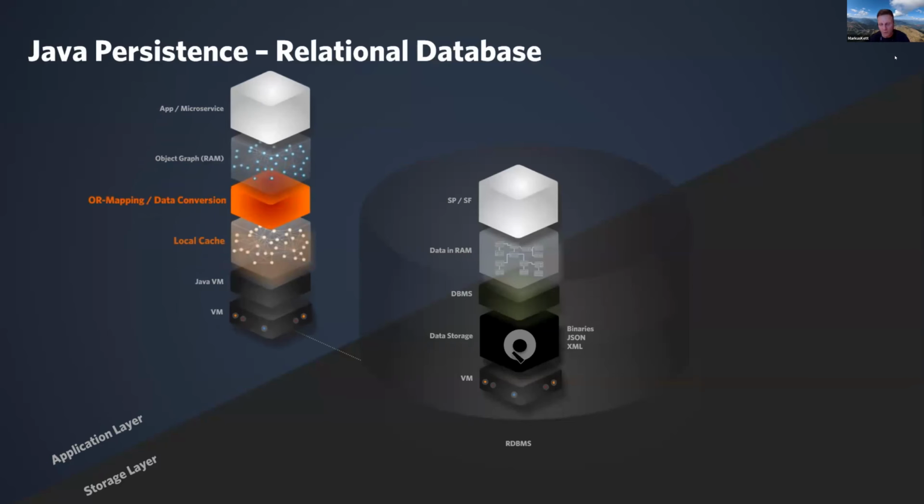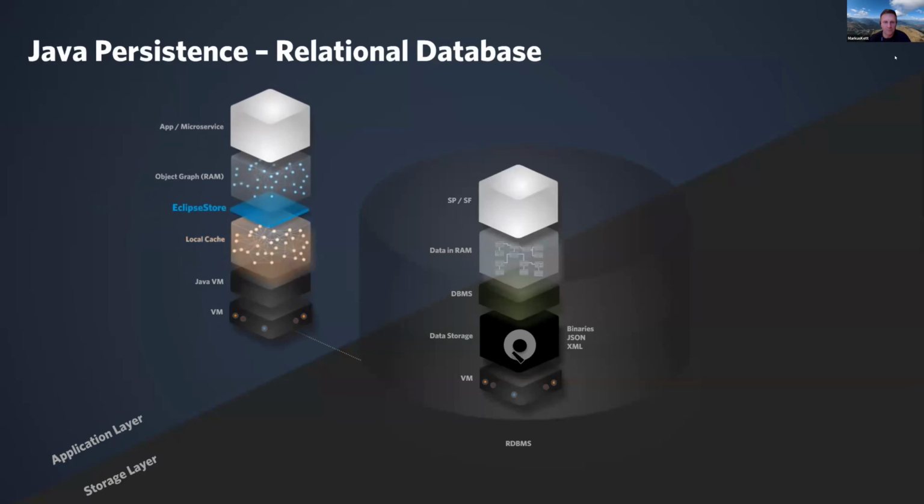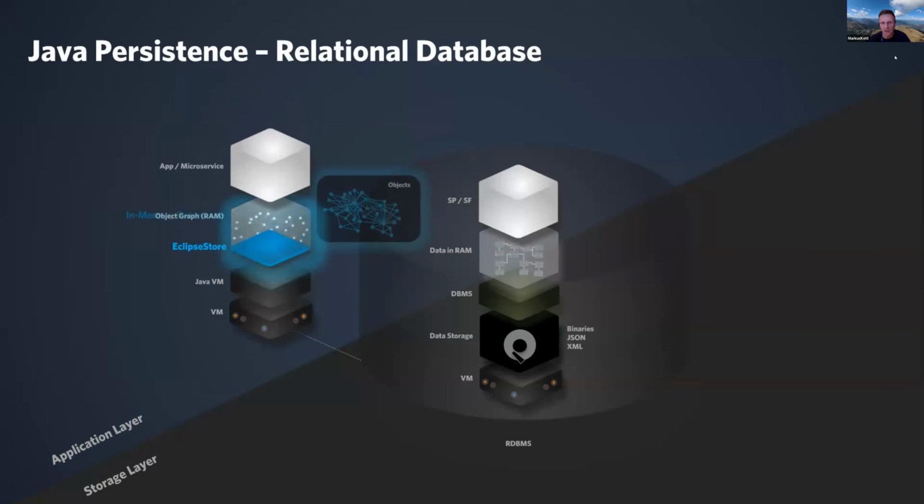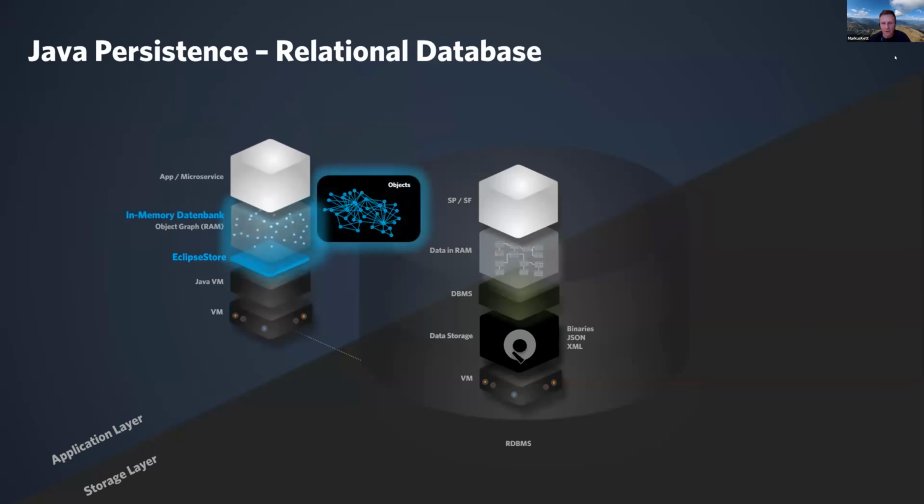So what we now do with EclipseStore is replace data conversion or object relational mapping with EclipseStore. Now EclipseStore runs within our JVM process. We keep the data in memory. We use the object graph in memory as our in-memory database. So we have data in memory already, we don't need a local cache anymore, and we can skip the local cache. And we only use storage. We don't need a database system.